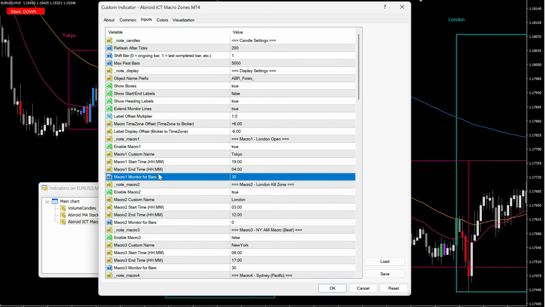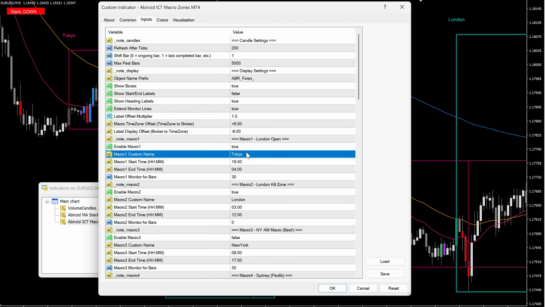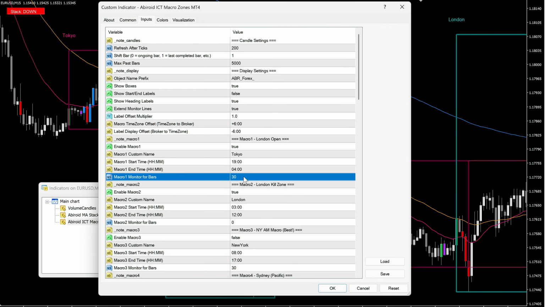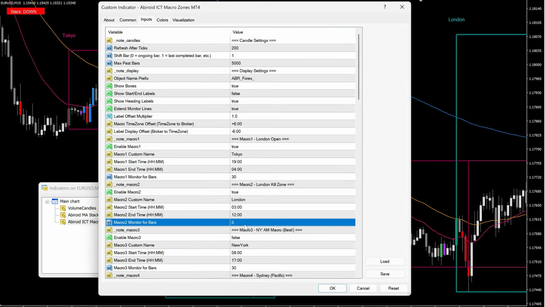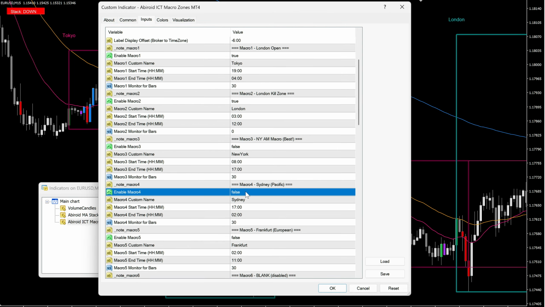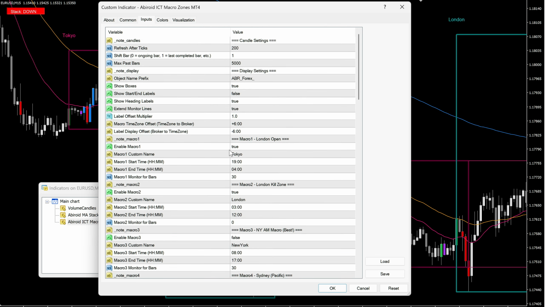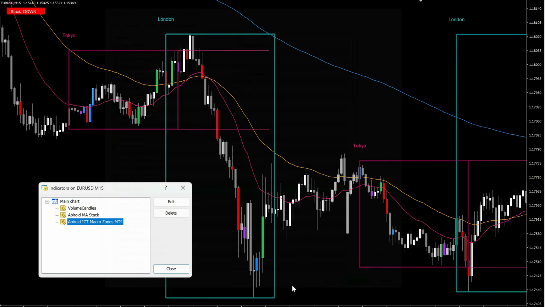You can say that for monitor 1 we have Tokyo and we want the monitor bars to extend by 30 bars. For London I have set it to 0, and all the other sessions I have set to false right now because I'm just trading the London and Tokyo breakout.